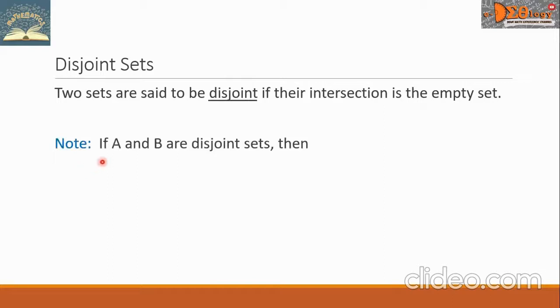Note that if A and B are disjoint sets, then the cardinality of A union B equals cardinality of A plus cardinality of B. Remember that cardinality means the number of elements in the set.